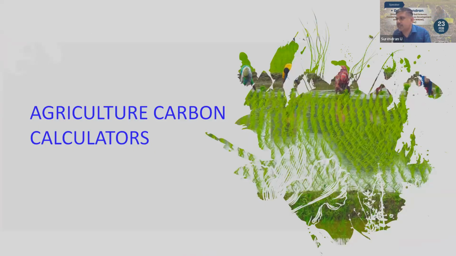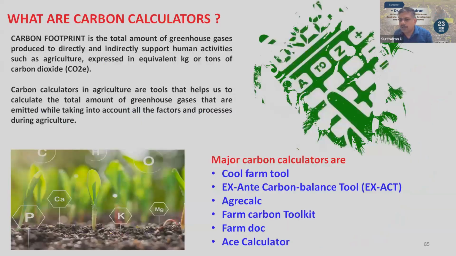So in a nutshell, these are the case studies and management practices we tried, along with the carbon flux measurements. Now we'll go into the assessment mechanisms directly for smallholding farmers, parcel-wise or plot-wise: how we can calculate using agriculture carbon calculators. There are a few open-source tools available commonly, like the Cool Farm Tool, EX-ACT by FAO, Farm Carbon Toolkit, FarmDoc, and the ACE calculator.